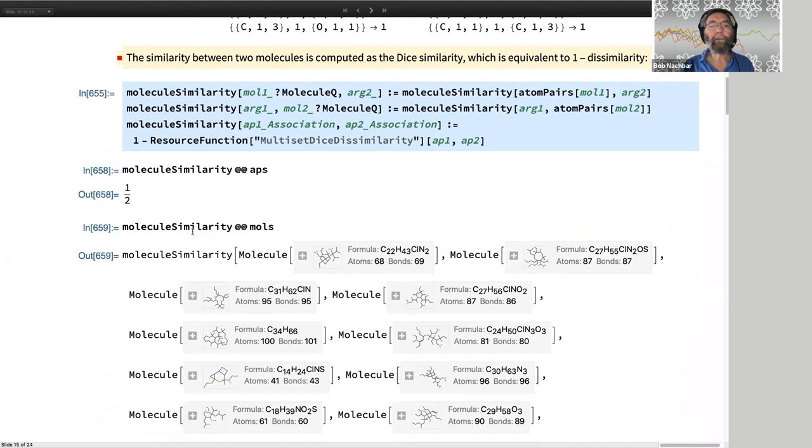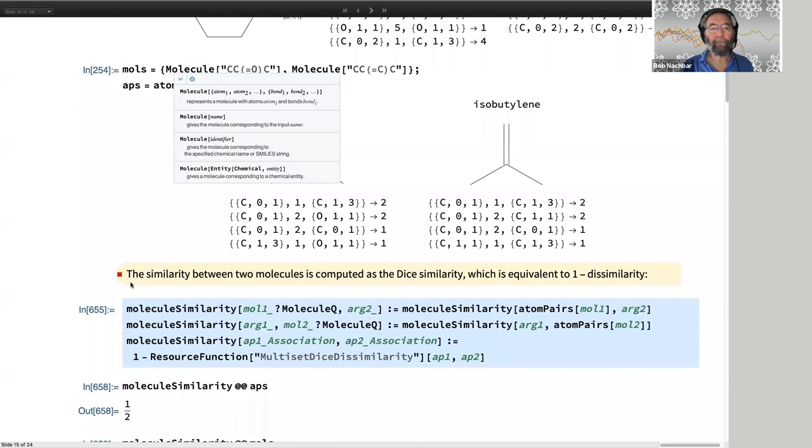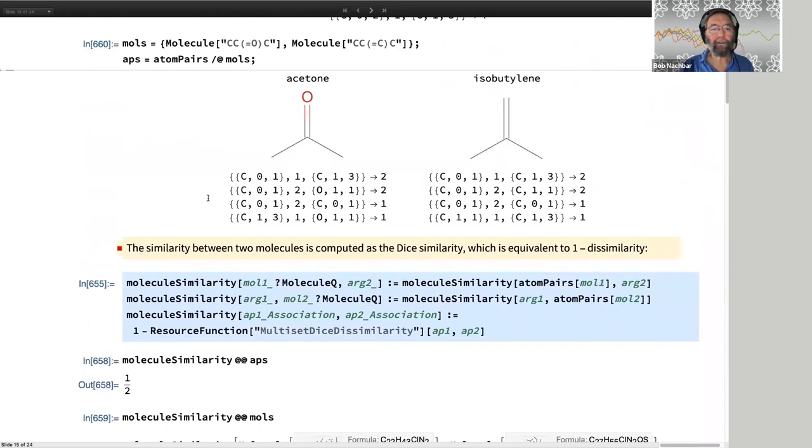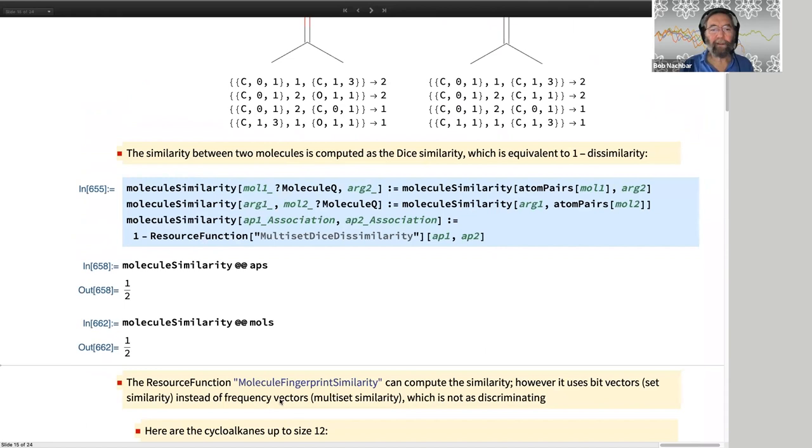I haven't redefined mols. Yep. Okay. That's better. Okay. We could have used the resource function molecule fingerprint similarity.